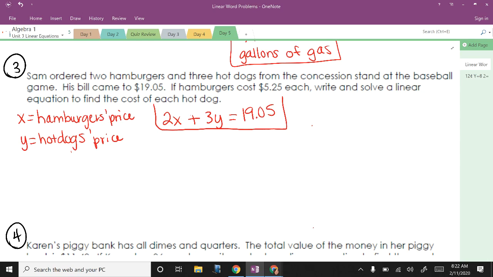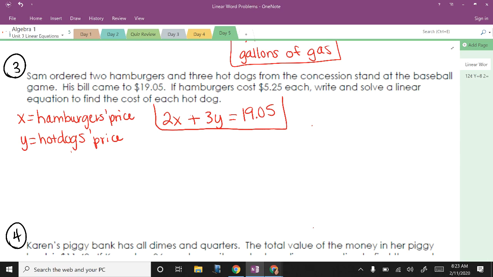All right. So then it says if hamburgers cost $5.25 each, write and solve a linear equation to find the cost of each hot dog. So we know how much the hamburgers cost, but he couldn't remember what the hot dogs cost. How could he figure out how much he paid for hot dogs each?